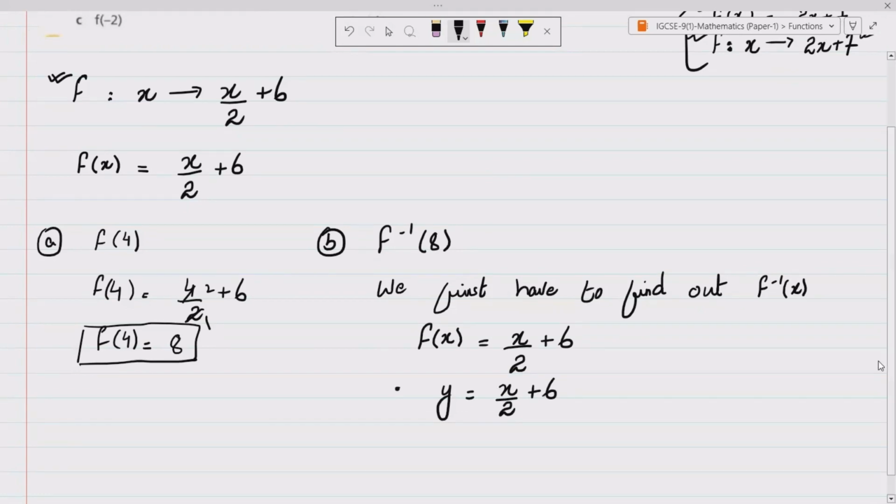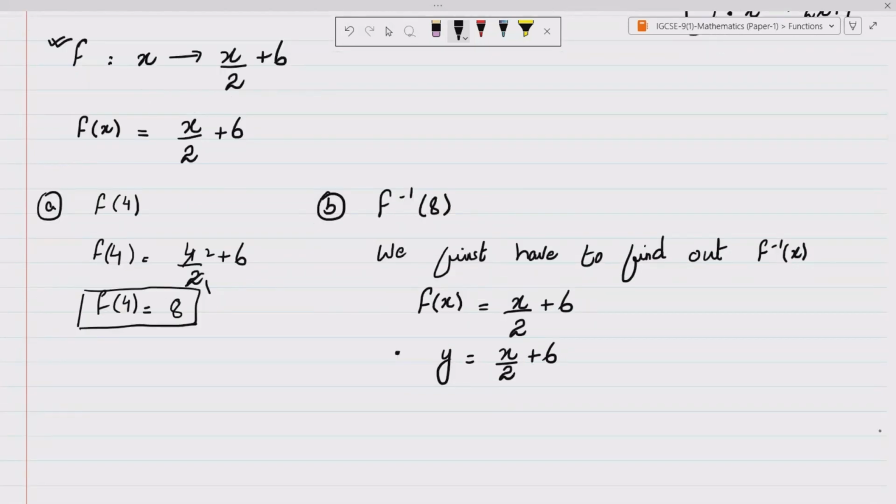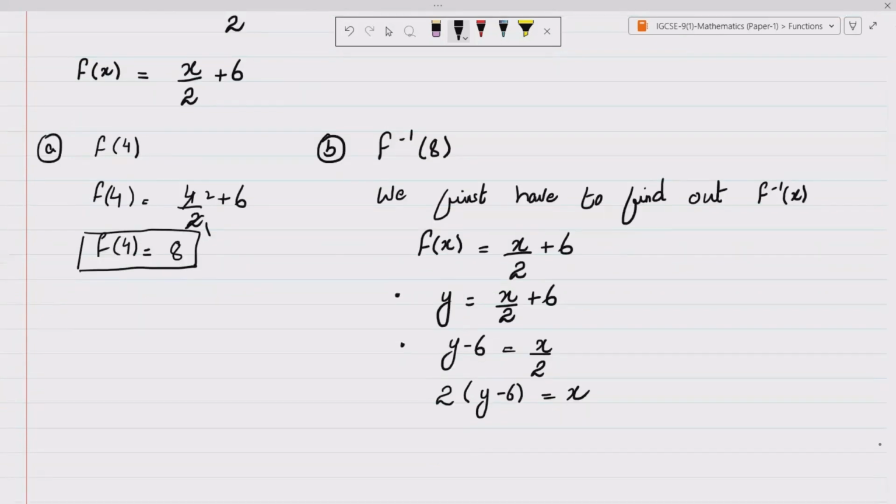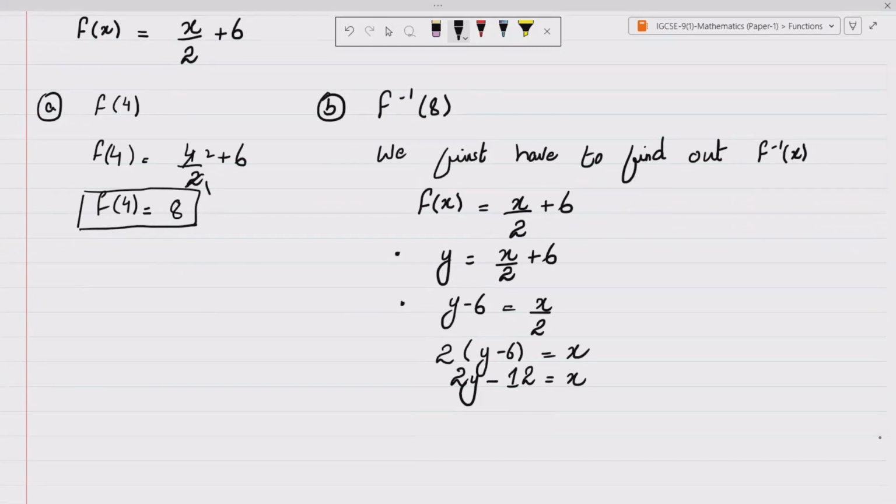Then we have to find the value of x. For which, this is plus 6, it goes there, so y minus 6 equals x upon 2. Then this 2 goes there, so 2 is dividing here. On the left hand side we multiply with y minus 6, equals x. So 2y minus 2 sixes, 12, equals x. So x equals 2y minus 12. So the second step is done.